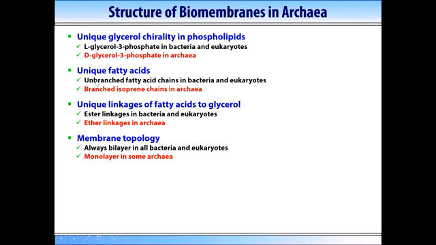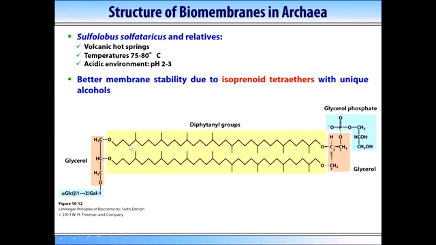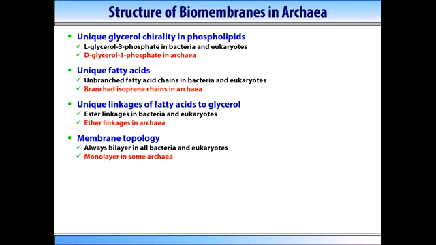Most of the normal glycerol phospholipids that we talked about last time contain unbranched fatty acids. These guys have branched isoprene chains in archaea. This is what branched means: unbranched would be just a zigzag, but branched means that some carbon atoms stick to the side, or even more than just one carbon atom. Then there are unique linkages of fatty acid to glycerol. When we were talking about glycerol phospholipids, we remember that the fatty acids were esterified to the alcohol groups, the OHs, of the glycerol. Here we talk about ether linkages in archaea. An ester is when you have C=O, then O, then carbon continuing, whereas an ether is when it's just through an oxygen atom.